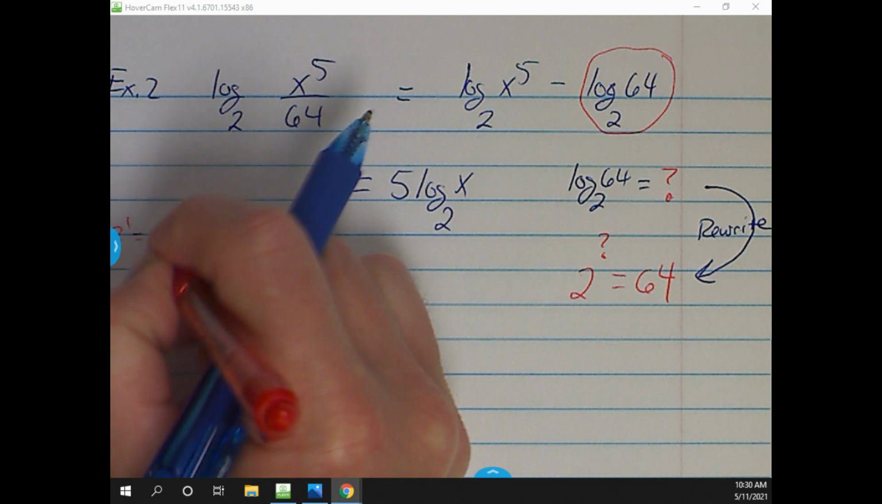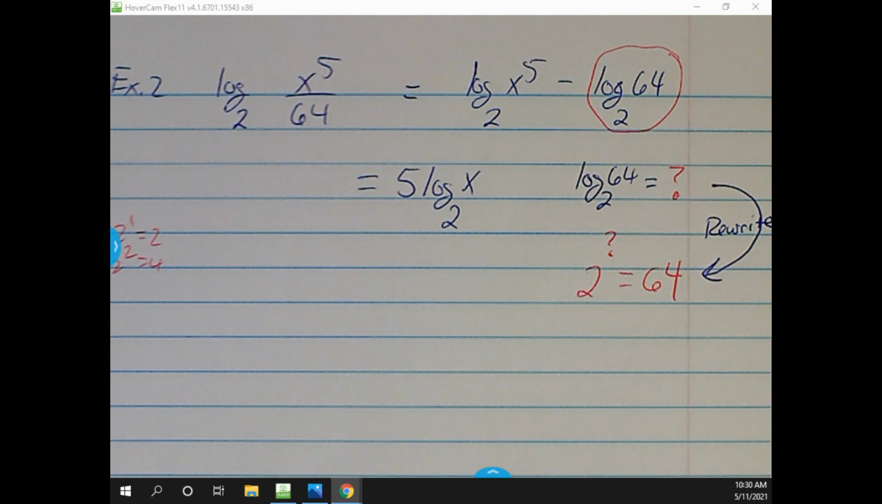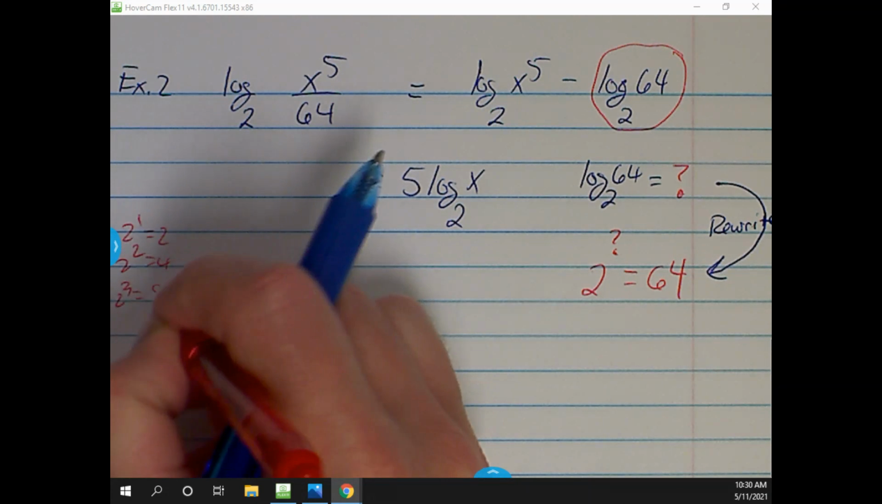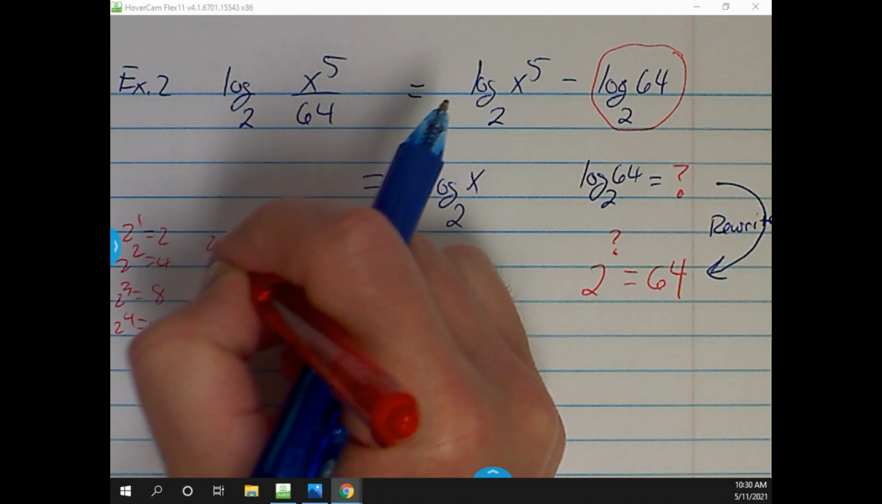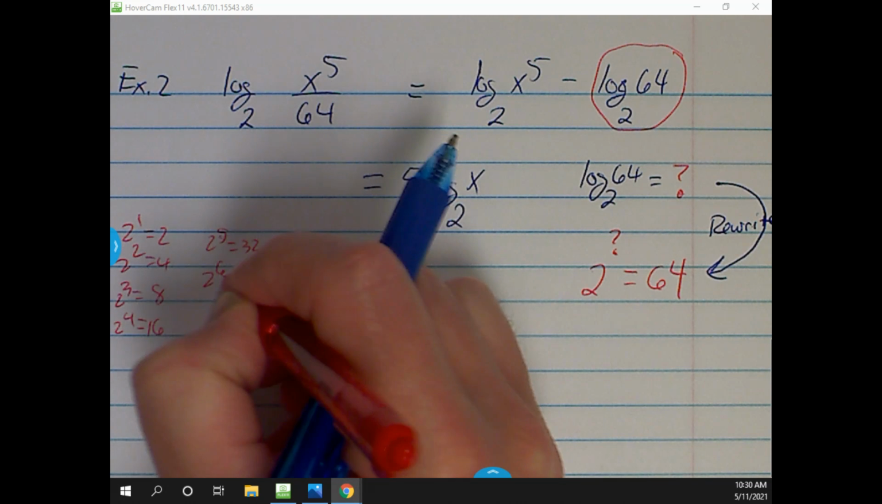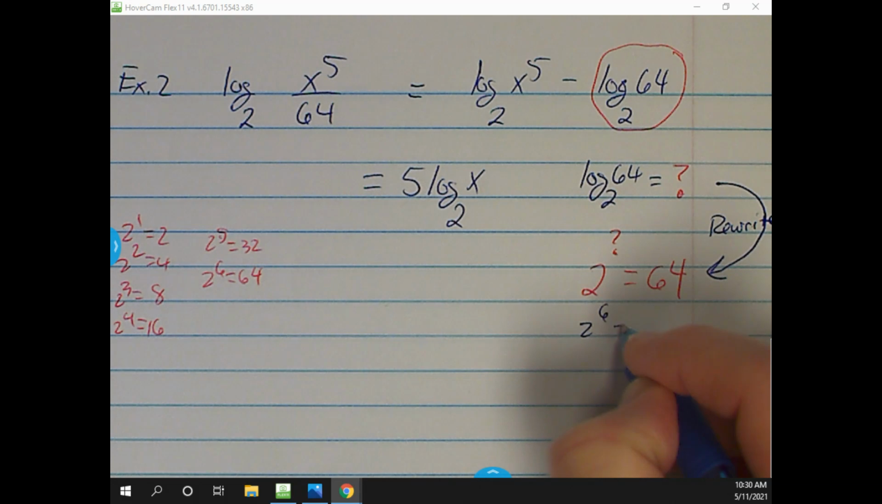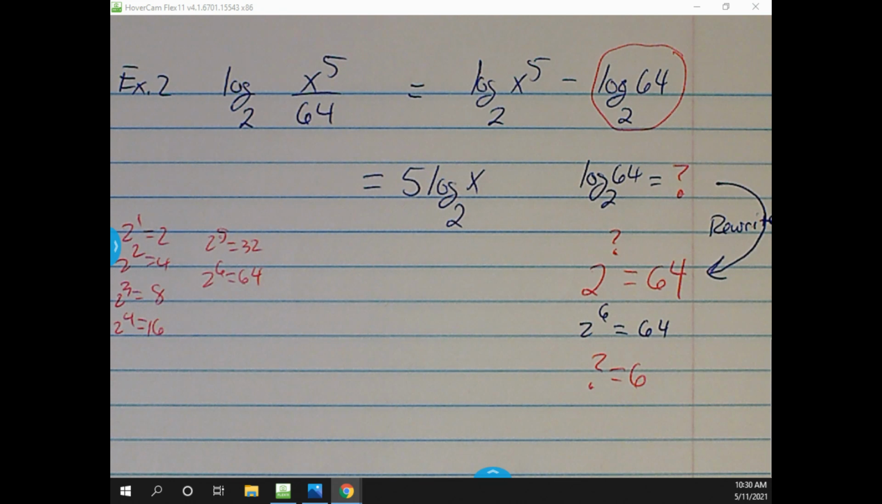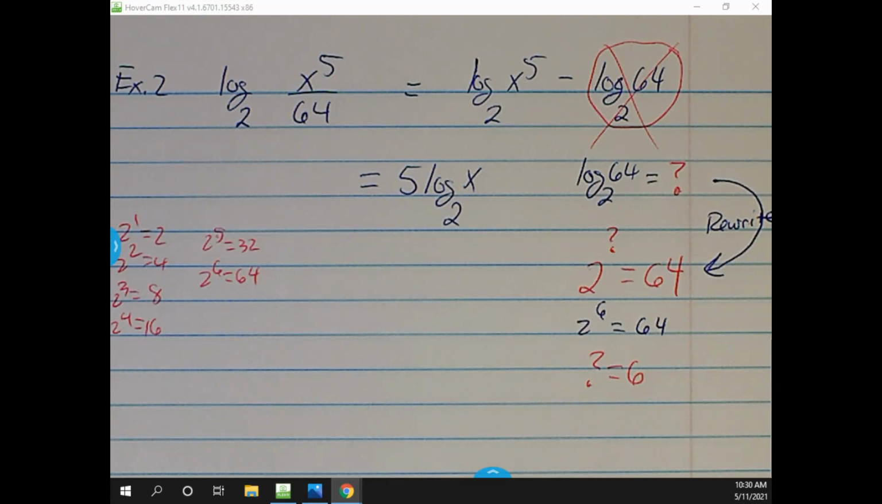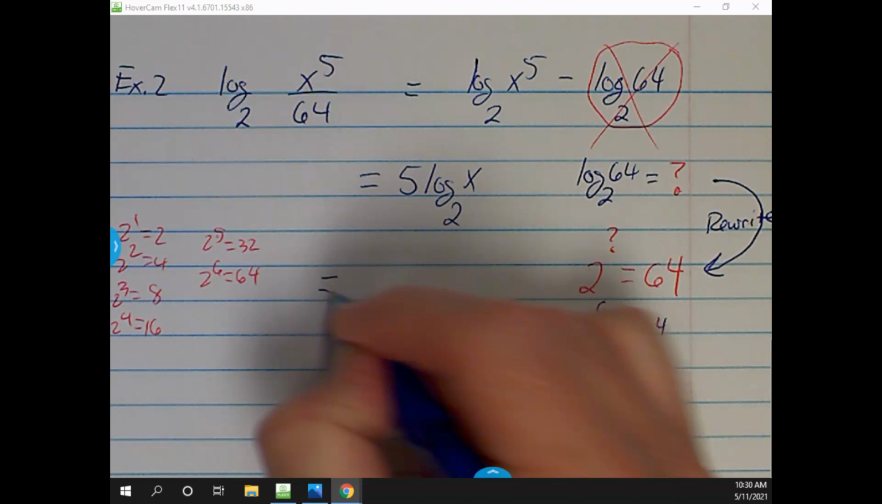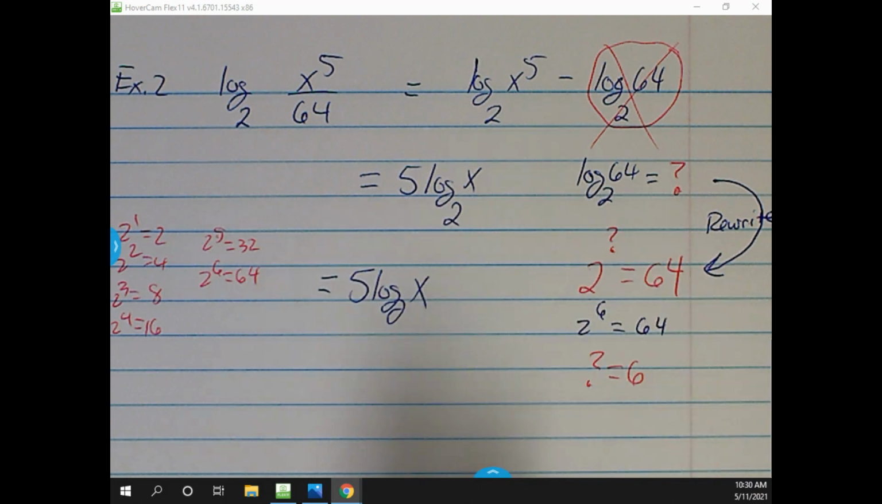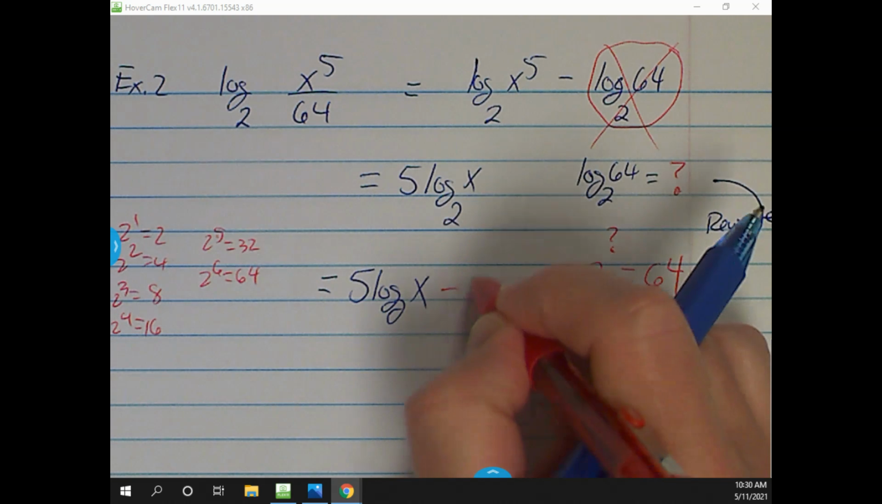2 to the first we know is 2. 2 squared is 4. 2 to the third is 8. 2 to the fourth would be 16. 2 to the fifth would be 32. 2 to the sixth would be 64. So since 2 to the sixth would be the same thing as 64, then that means our question mark would equal 6. So again, we can take this whole expression out that's here, this log of 64 base 2. We can replace that whole thing with just a 6. So then our final answer would be 5 times the log of x base 2 and then minus 6.